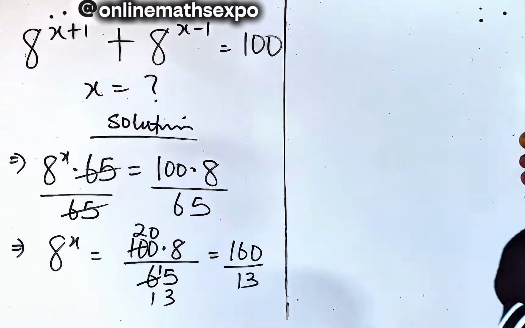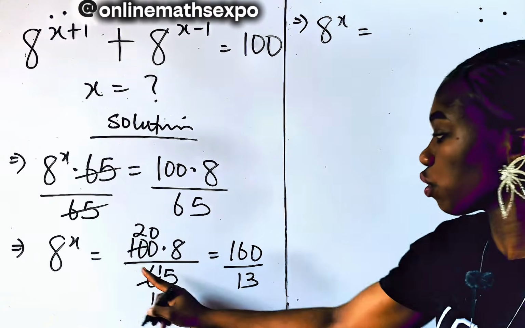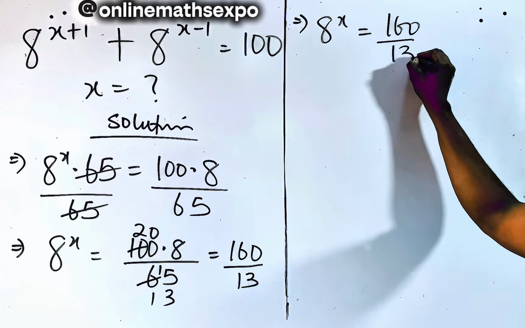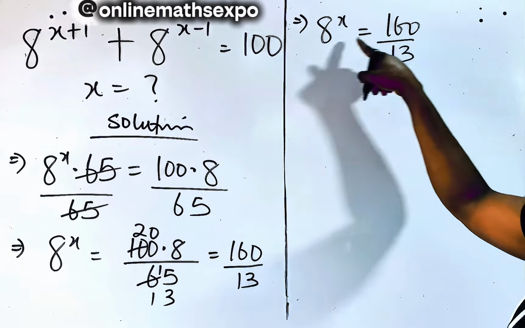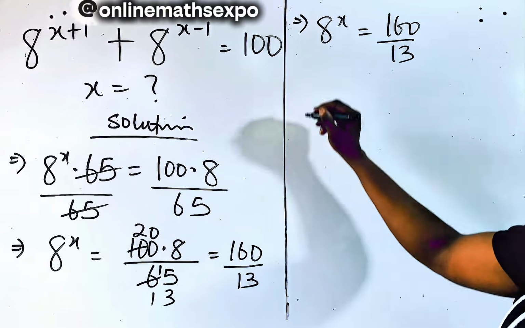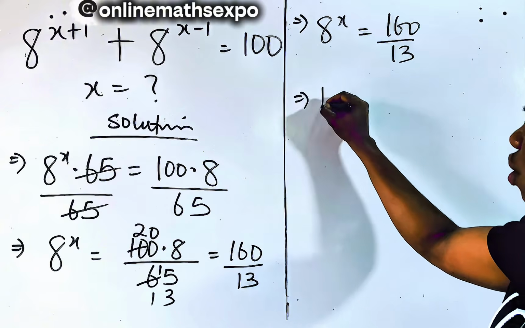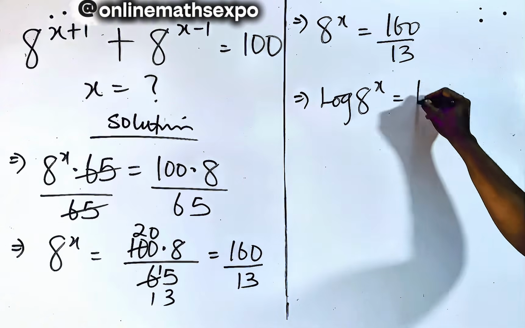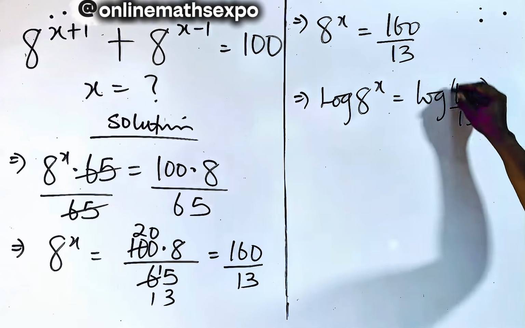We keep solving. So this gives us 8 to the power of x is equal to 160 divided by 13. Now, at this point, we cannot express this in powers of 8. So we are going to remember that we are going to take the log of both sides. So we have log of 8 to the power of x is equal to log of 160 divided by 13.